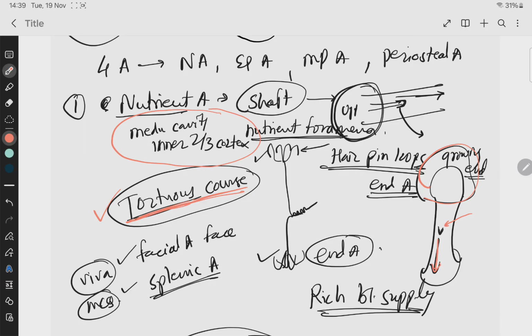And which are the other examples where arteries are tortuous? One is the facial artery, second is the splenic artery. These are the other examples. Which is the largest nutrient artery in the body? The nutrient artery of the tibia is the largest nutrient artery in the body.